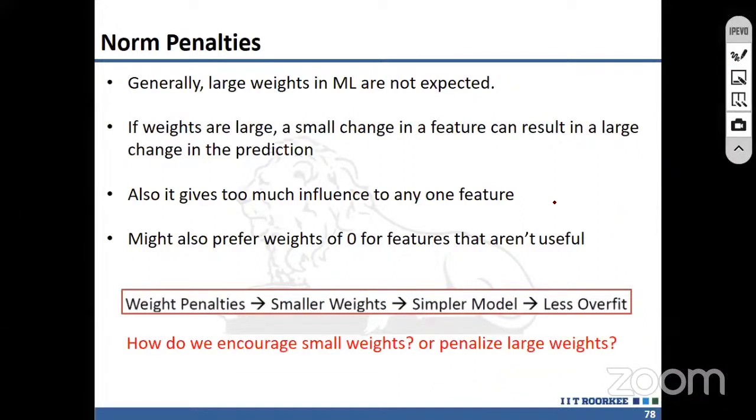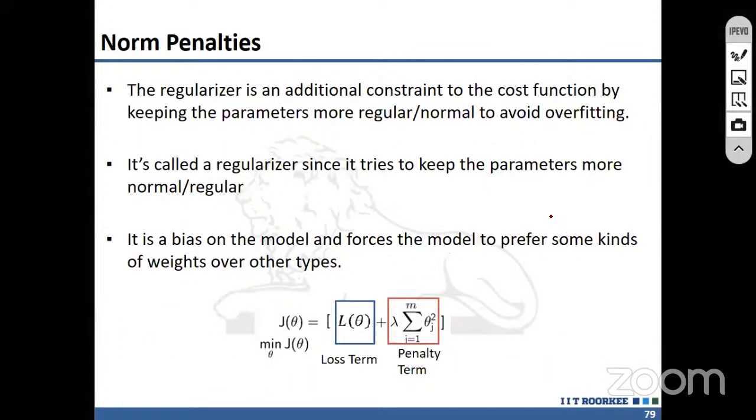So that's actually our target. We do not encourage large weights. We will go for small weight values when we are adjusting our weights. That means we have to penalize some weights when they are going to increase. So how are we going to do it?